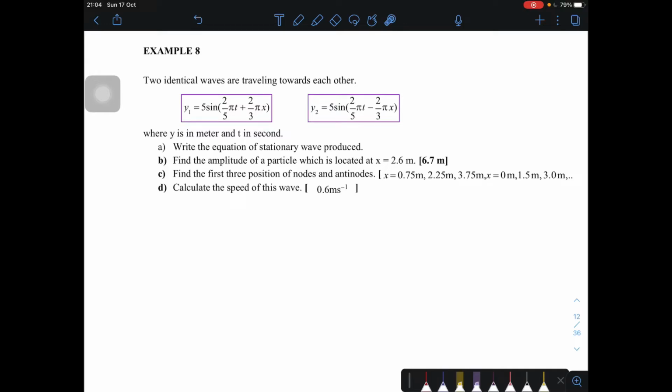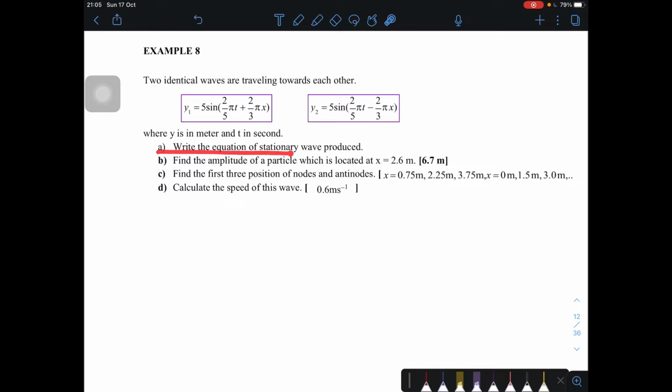Okay, now let's look at an example. Two identical waves are traveling towards each other. We are given y1 here and y2. So they are both identical. They have the same value for amplitude, the same value for omega, and the same value for k. The difference here is that they are traveling towards each other. Maksudnya direction akan berbeza. Satu positif, satu negatif. So going towards each other. So y is in meter and t is in second.